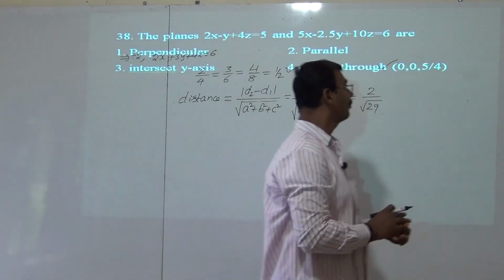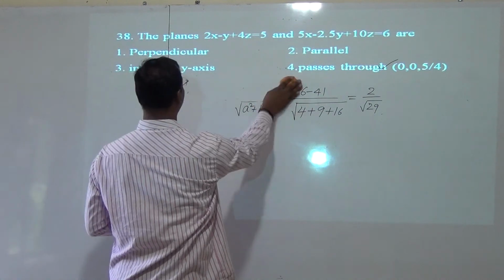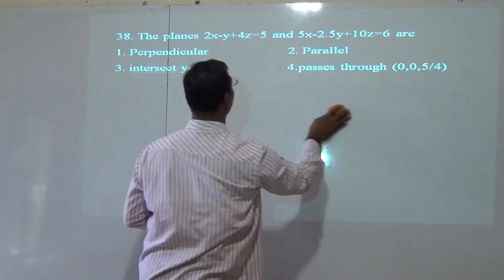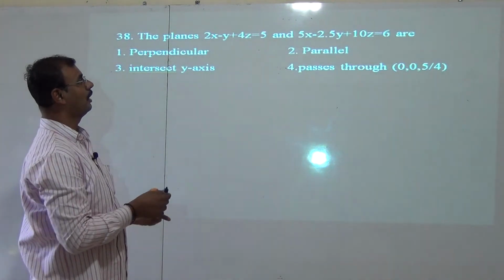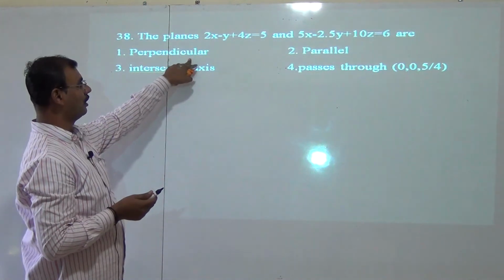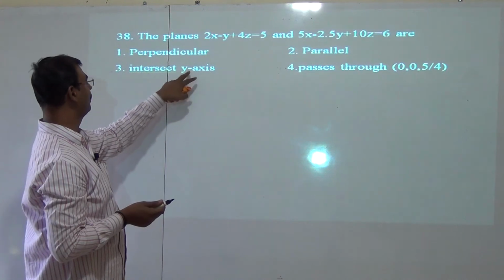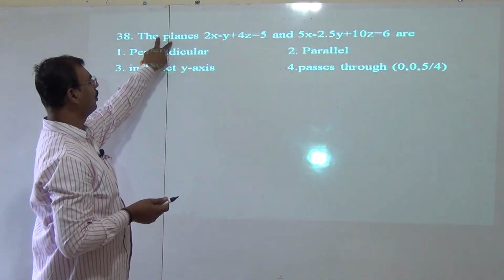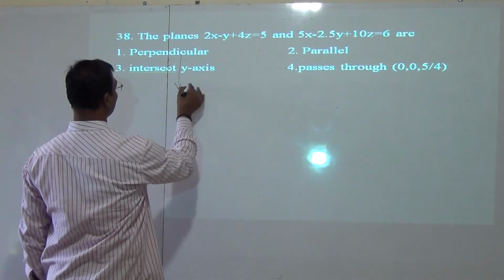Two planes are given here: 2x minus y plus 4z is equal to 5 and 5x minus 2.5y plus 10z is equal to 6. Are they perpendicular, parallel, or intersecting the y-axis? Intersecting the y-axis means the z and x coordinates are 0, it passes through this point. How do you say that two planes are perpendicular? So we have to check this condition.